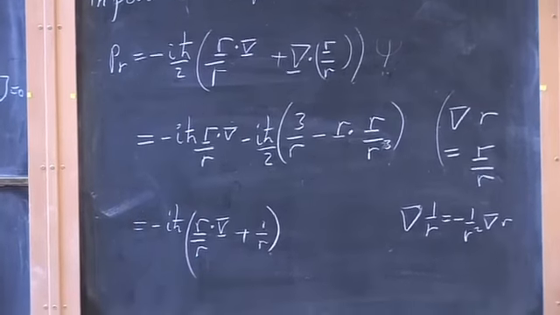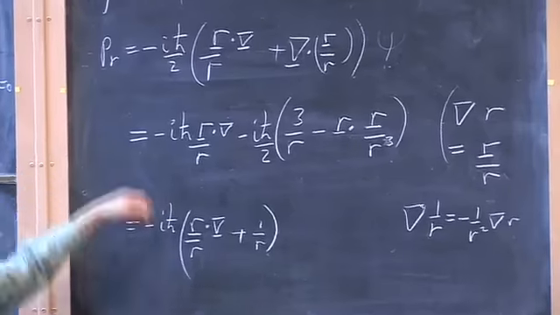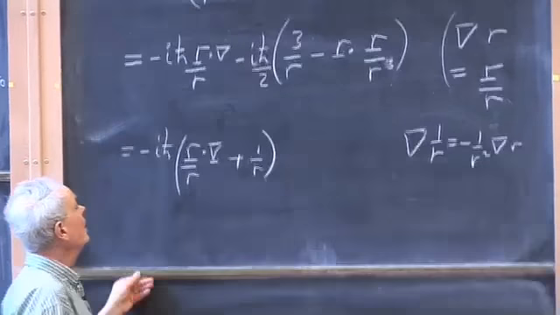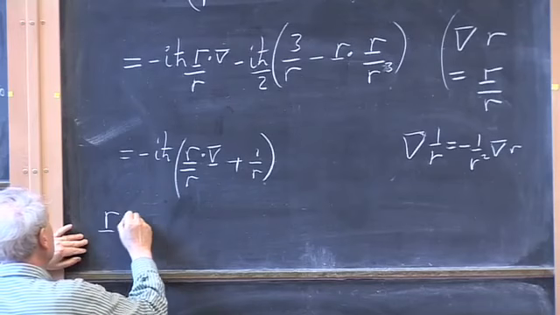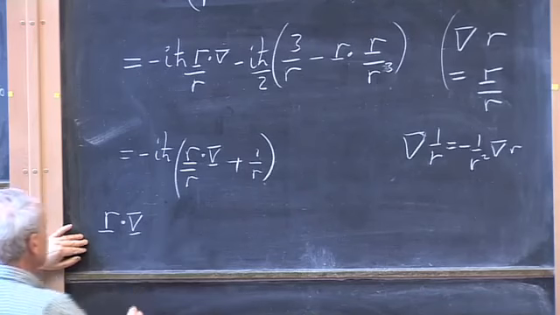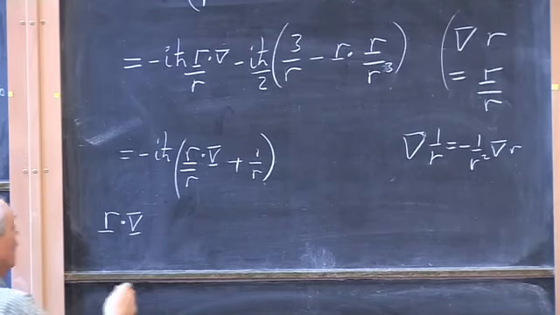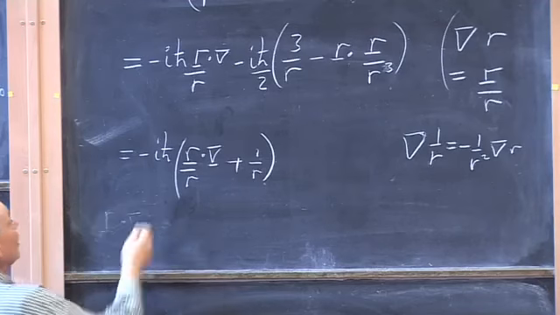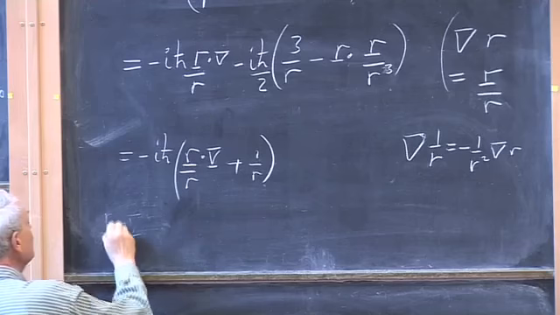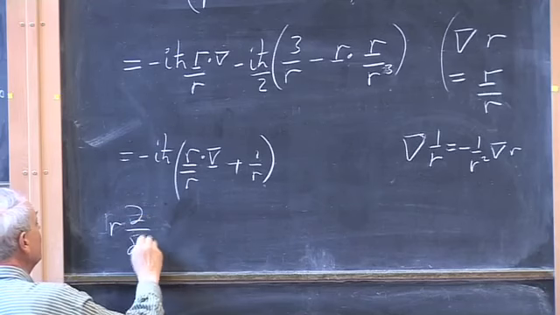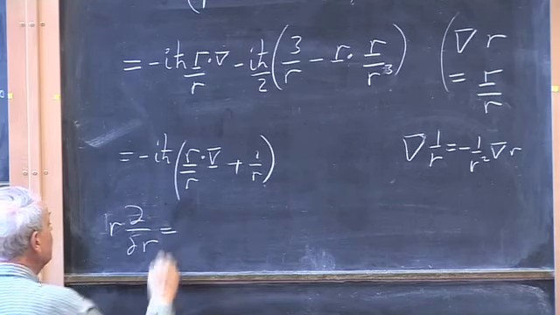Okay, so that's what this stuff reduces to. What we next want to know is, what is r dot gradient? I want to know what this is in spherical polar coordinates. Well, the thing to do is just to write down r d by dr.